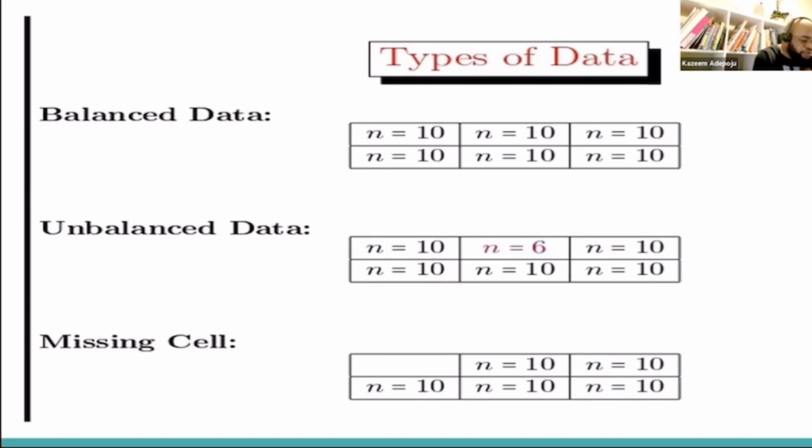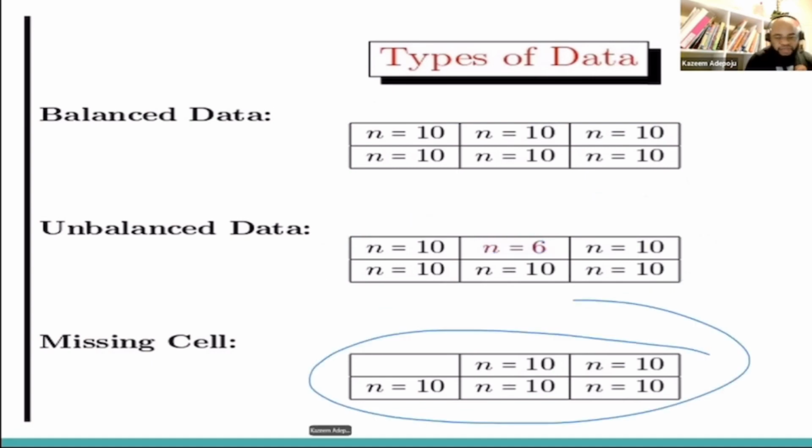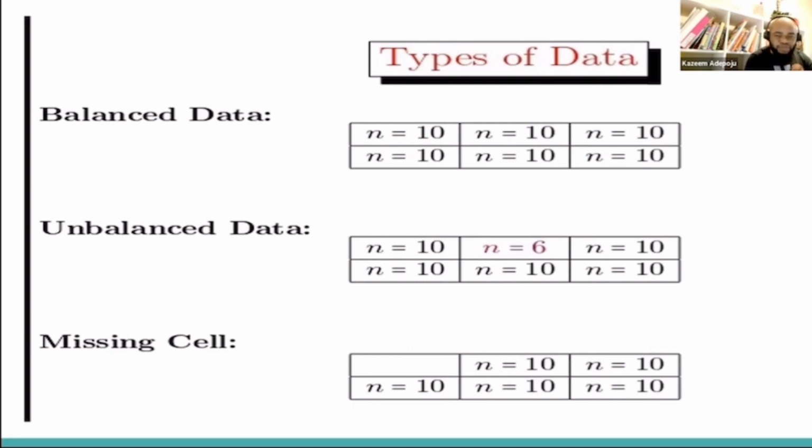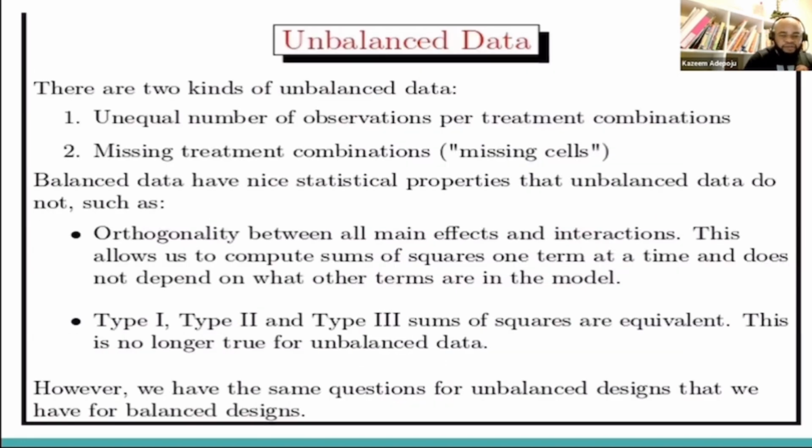Now, what about a missing cell? We could have a situation where one or two groups may be completely missing. I'm just trying to show you some types of data that we have. Now, the next thing I want to talk about is this. I've just walked you through different kinds of data.